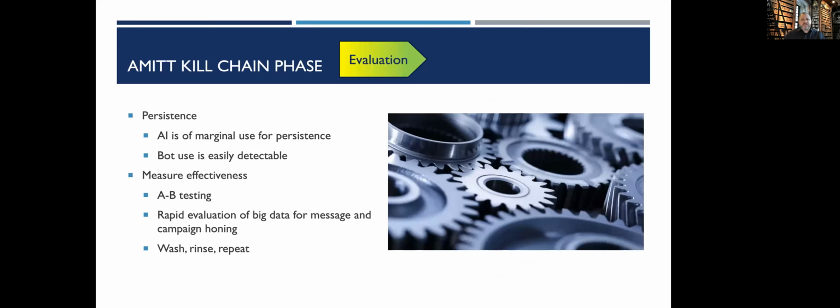The last bit is evaluation. That's the last phase in the Amit model. In this case, you want to persist. You want your message to persist, and you want to measure effectiveness. So artificial intelligence is of marginal use for persistence. While you certainly can use bots to periodically re-amplify messages to keep it in the current narrative, the reality is that this tactic is well known and it's easily measured. And I will show you how you can see that later on in the slides. Again, that bot use is easily detectable in most cases.